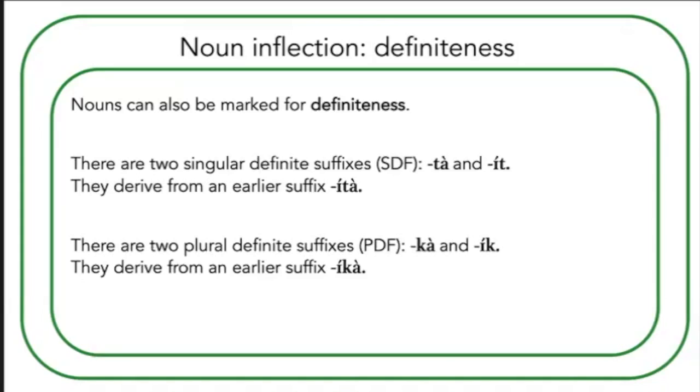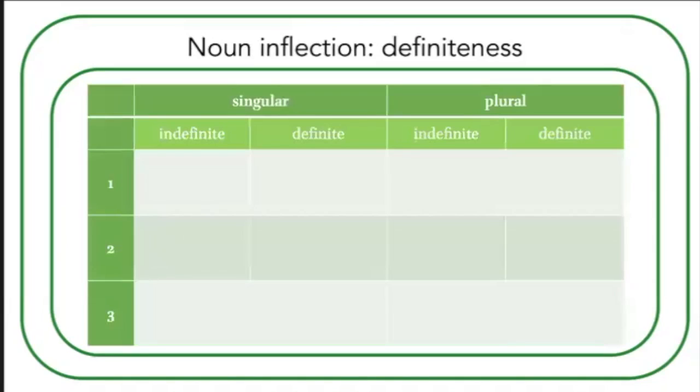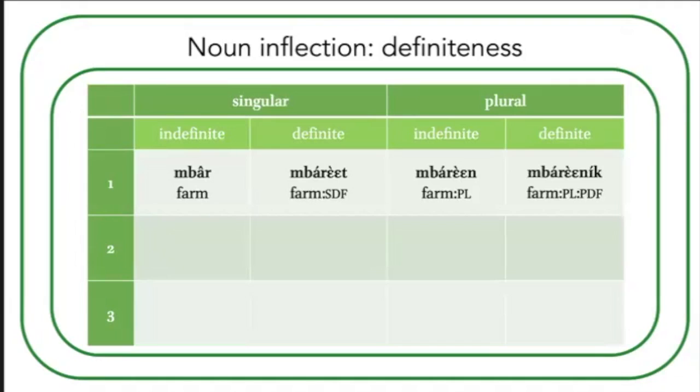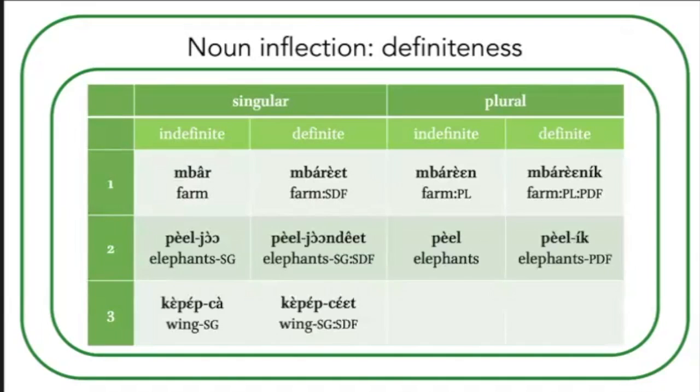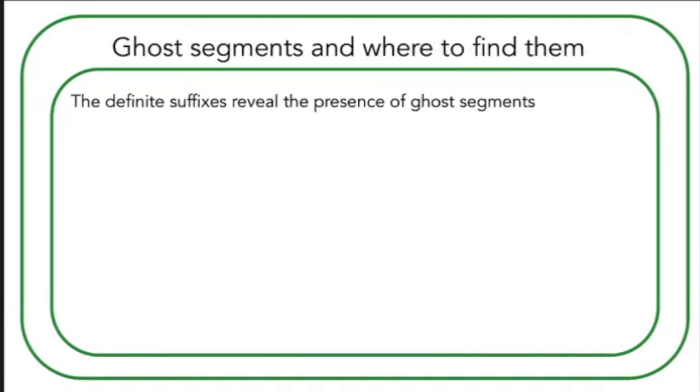So we have these three categories of nouns: naturally singular, naturally plural, and numberless. And they can all be inflected for definiteness. So you have a noun like farm, mbar, which can be definite, mbaret, can be plural indefinite, mbaren, and it can be plural definite, mbarenik, and so on for all the other categories. I'm not going to go in depth on this.